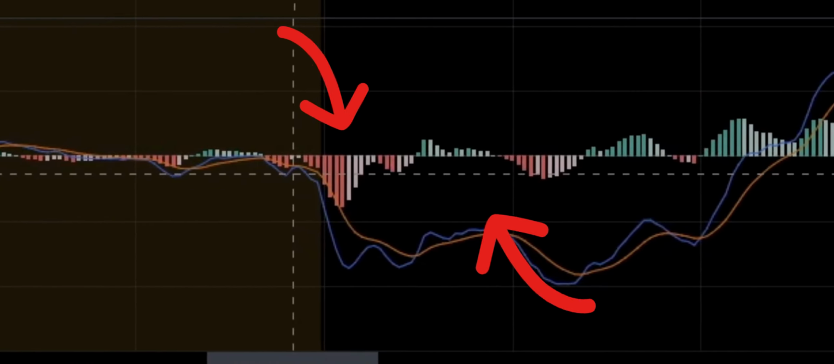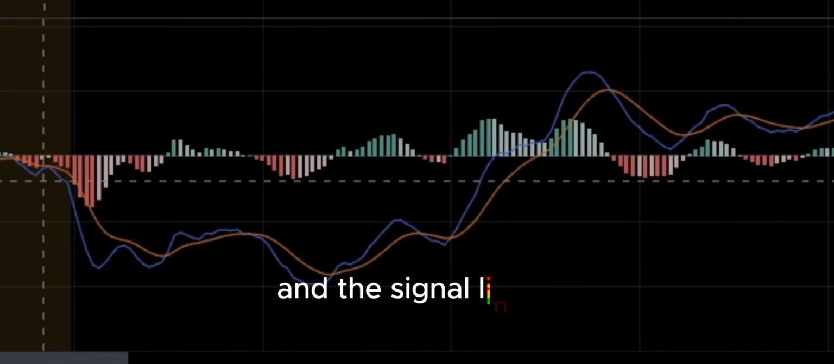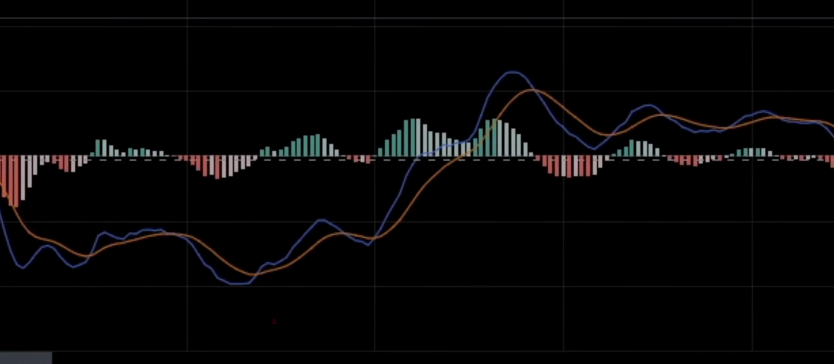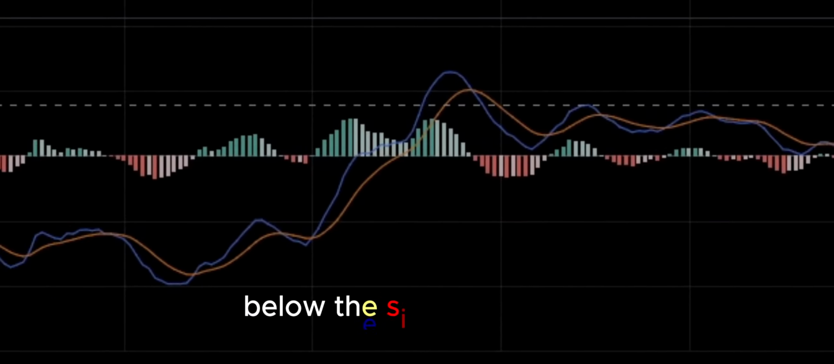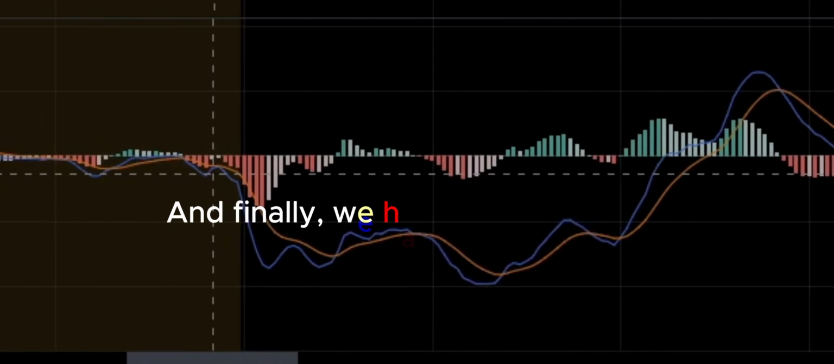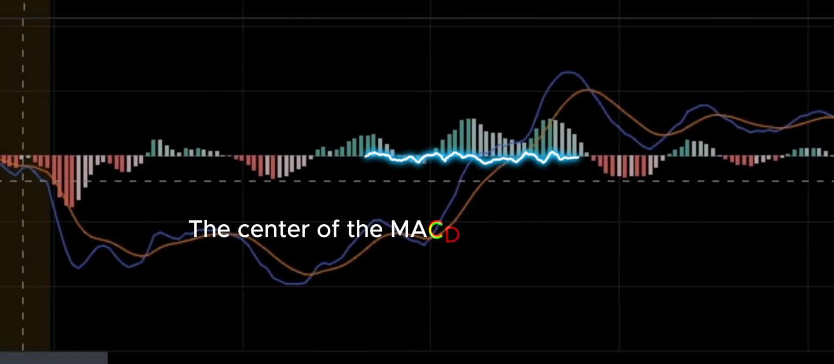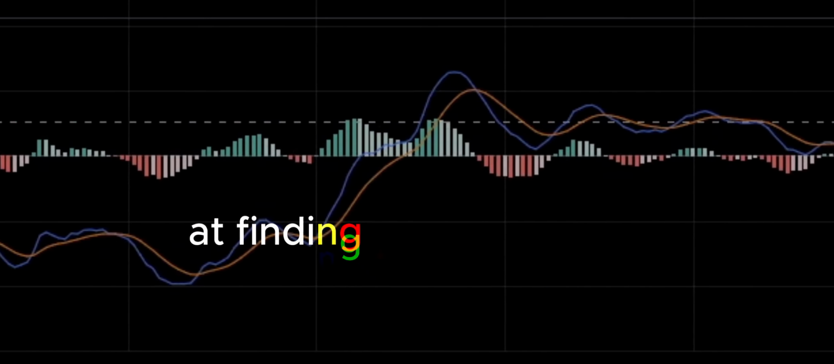Next we have the histogram, which represents the difference between the MACD line and the signal line. You can also see once the MACD line crosses above the signal line, the histogram turns green, and if the MACD line crosses below the signal line, it turns red. And finally, we have the zero line, which basically represents the center of the MACD indicator. The MACD indicator is a great tool for finding trends in markets.